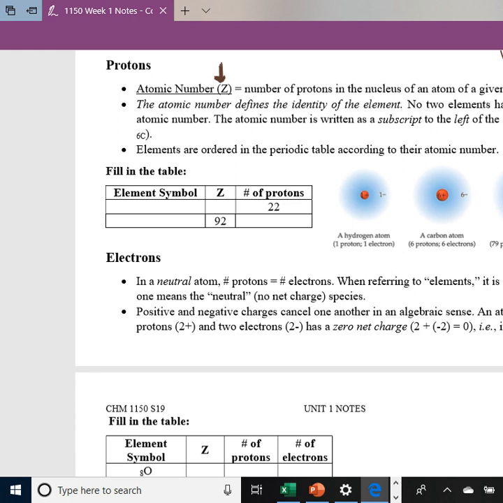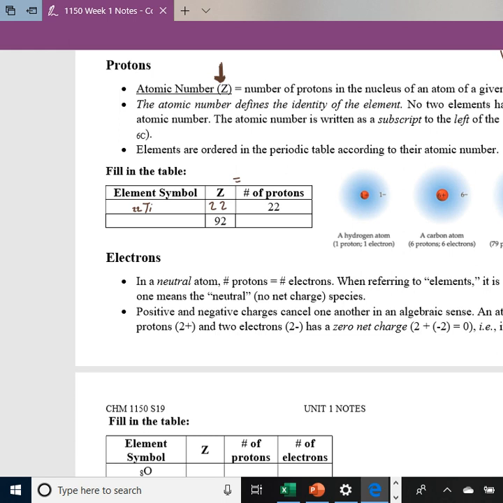So let's fill in the table: element symbol, Z, and number of protons. I know that Z is always equal to the number of protons. So if I know that the number of protons is 22, then I know that Z is 22. And if I look on the periodic table, I'll see that I'm talking about titanium, Ti. And then we always write the atomic number as a subscript to the left of the symbol. So it would look something like that.